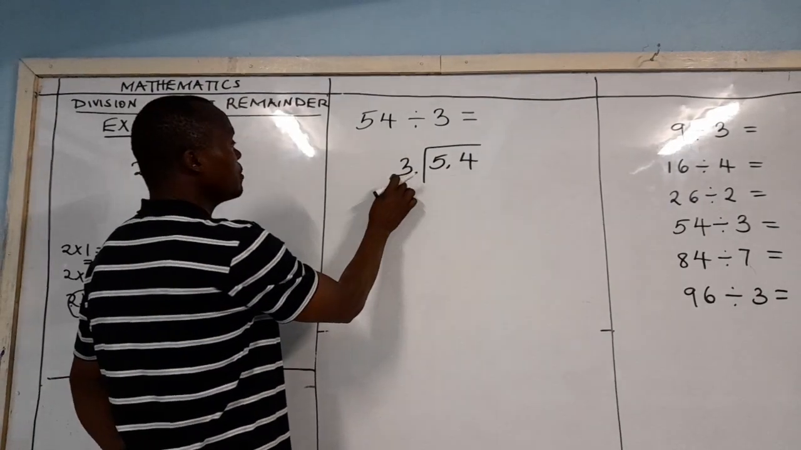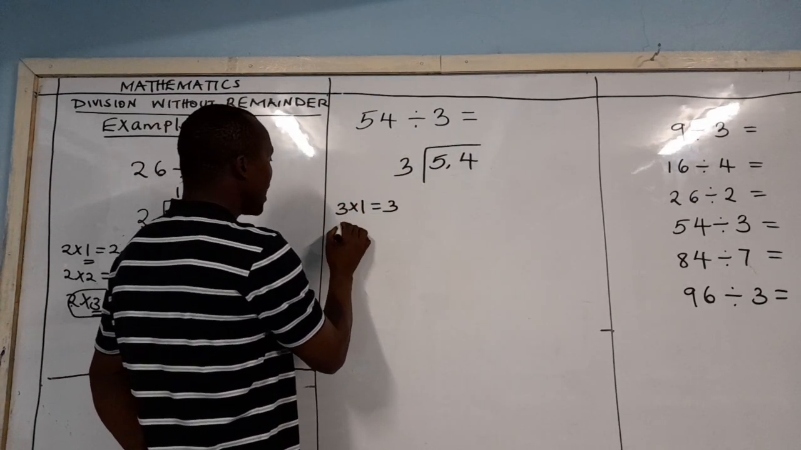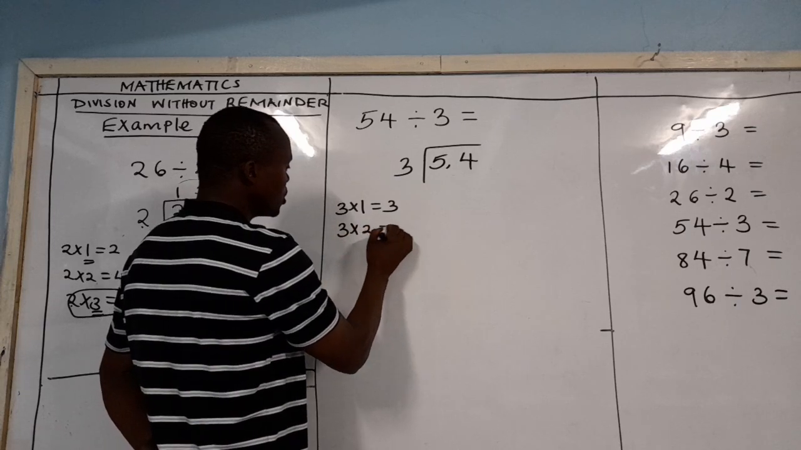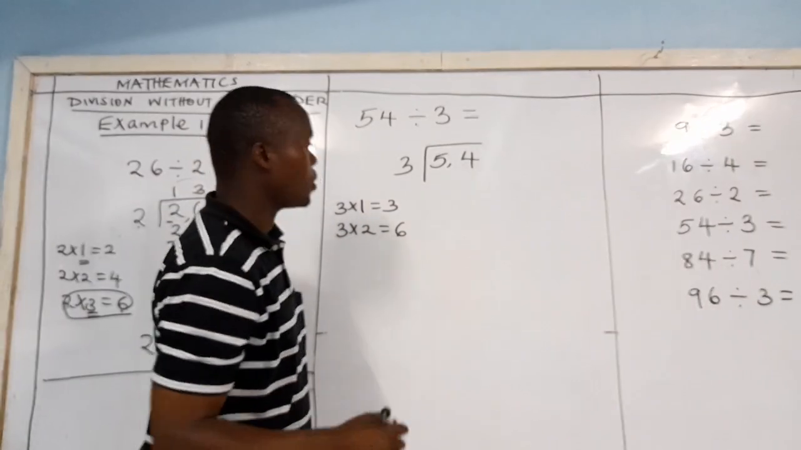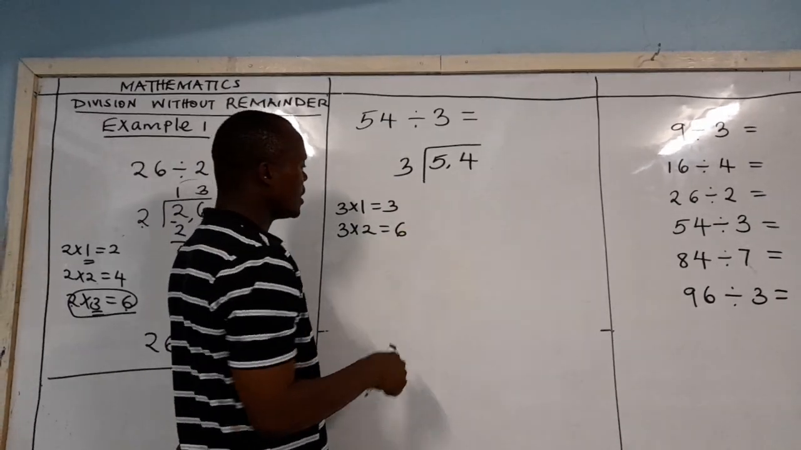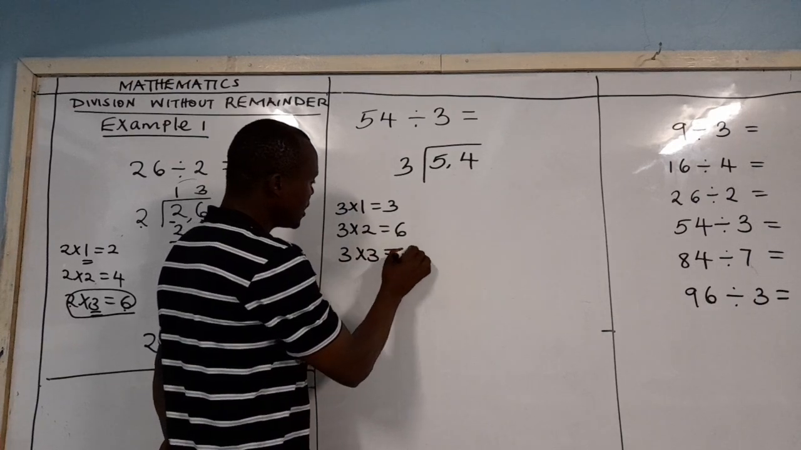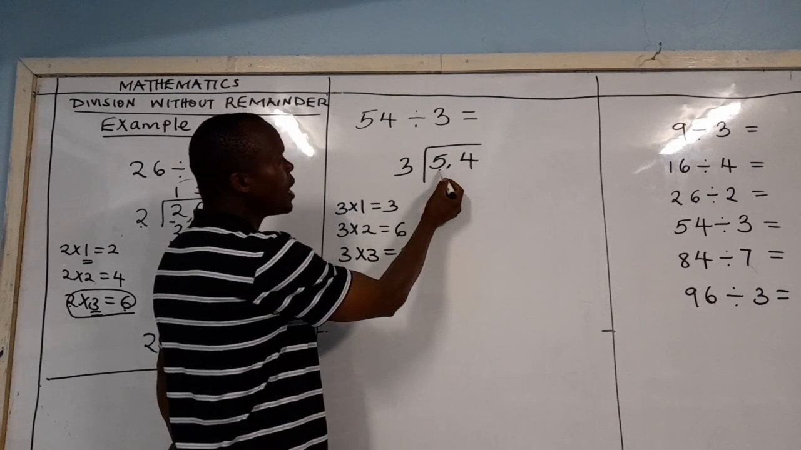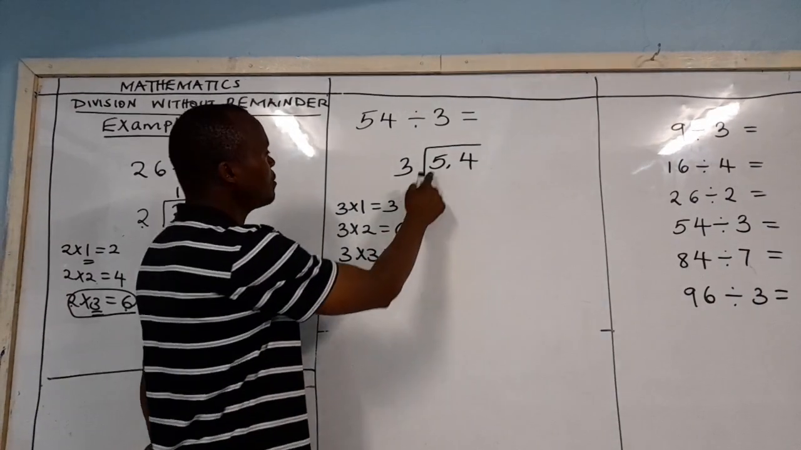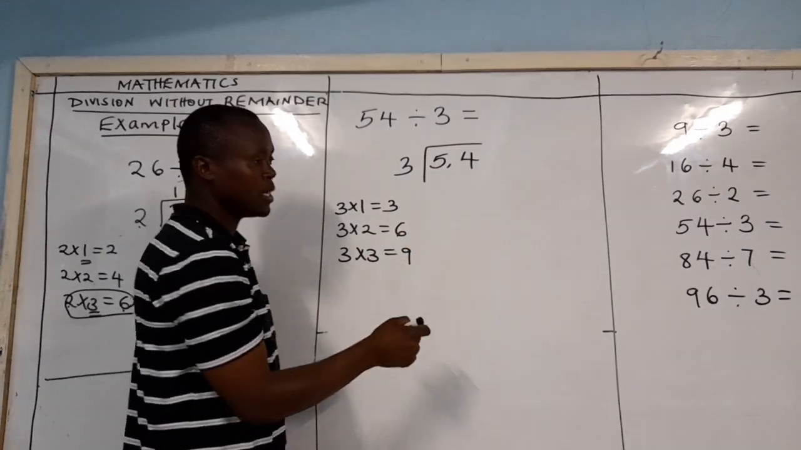So you make a table of 3. 3 times 1 is equal to 3, and 3 times 2 is equal to 6. Now, we don't have 5 among the choices given here. Even if we were to do 3 times 3, it will be 9. We are supposed to look for 5, and we don't have the 5. We have 3, we have 6, and we have 9.